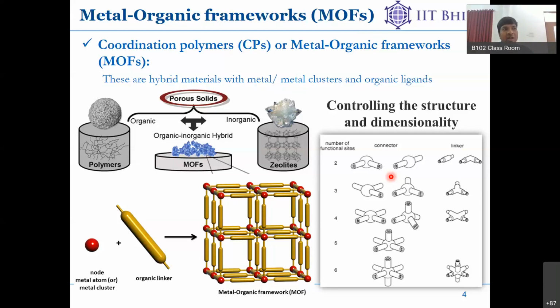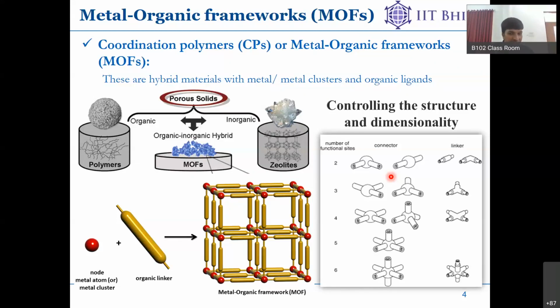And this field of research started in the late 1990s, and so far almost 500,000 structures have been reported in the literature. You can understand, 500,000 structures are reported. Okay, so it's only the tip of the iceberg. There is a long way to go.